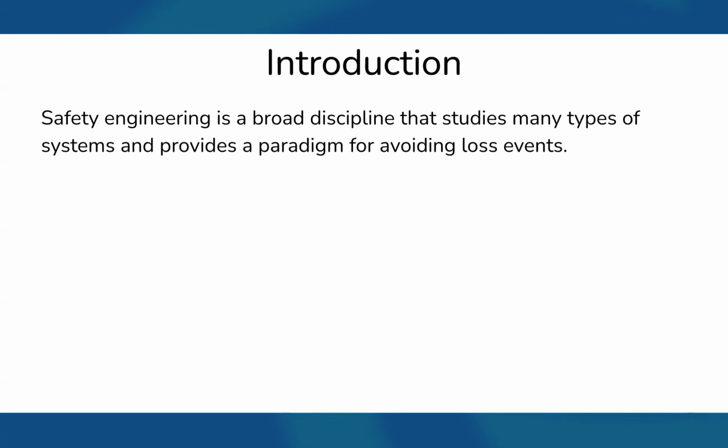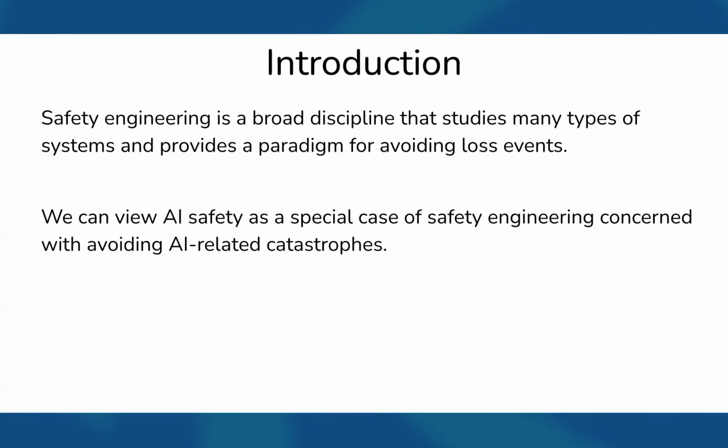a collection of those. So safety engineering is a broad discipline that studies many different types of systems and provides a paradigm for avoiding accidents or catastrophes or loss events. So given this general framework of robust principles that work in many different industries for making those systems safer, we can then view AI safety as a special case of safety engineering, a straightforward application of safety engineering where we're concerned about avoiding AI-related catastrophes.